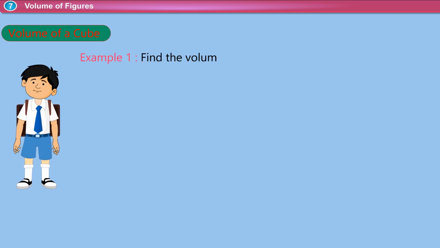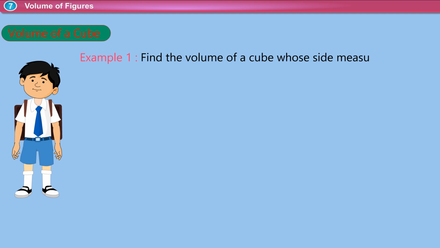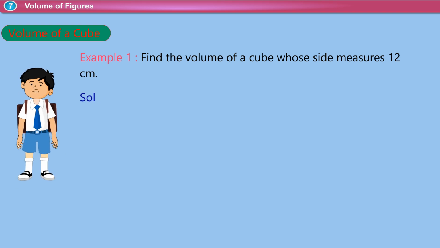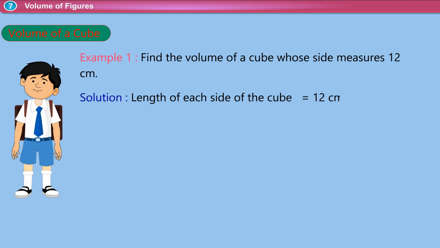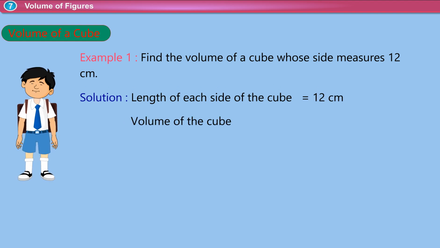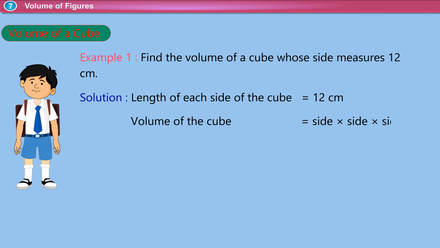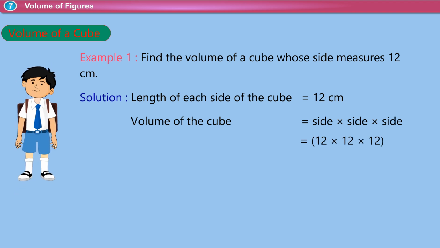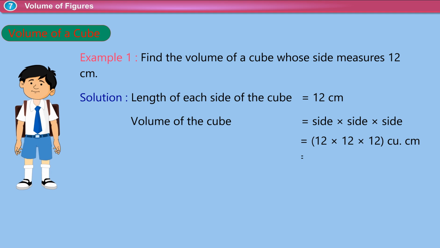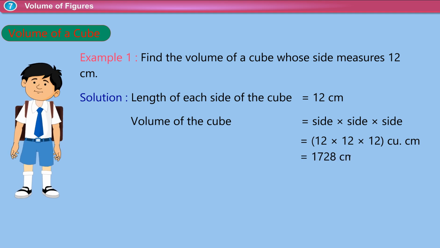Example 1. Find the volume of a cube whose side measures 12 centimeters. Solution: length of each side of the cube is equal to 12 centimeters. Volume of the cube is equal to side times side times side, which is 12 times 12 times 12 cubic cm, equal to 1728 cm³.